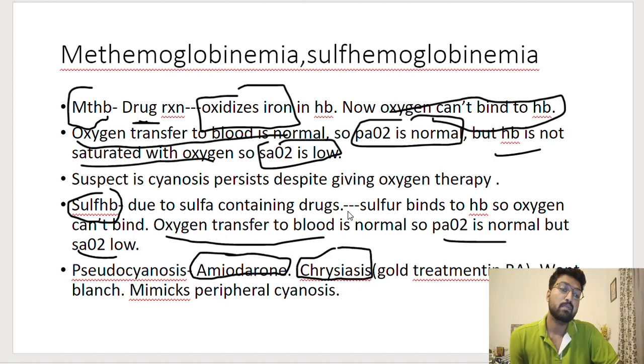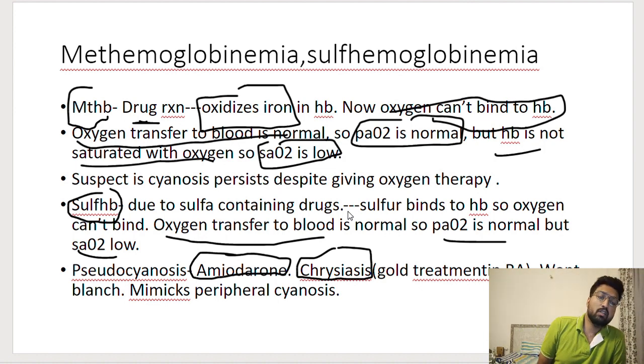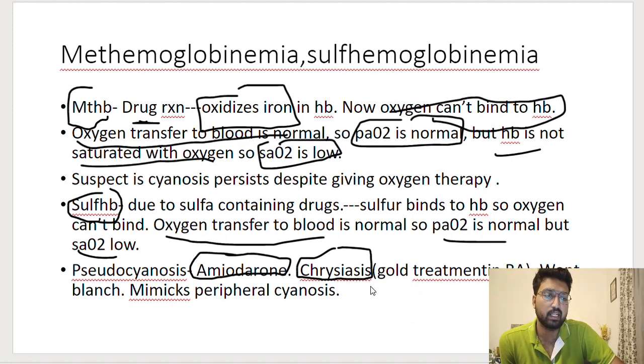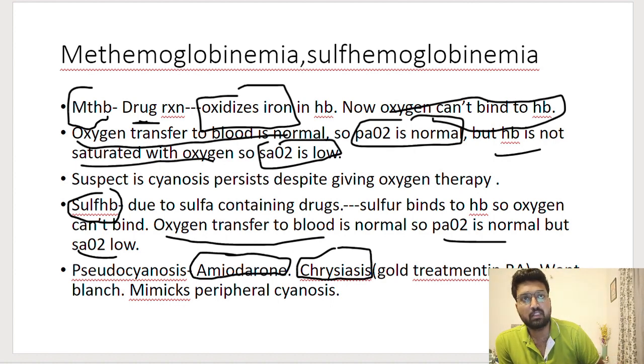What is chrysiasis? It has a historical importance. Earlier in RA, when we were giving gold to the patients, in very few patients blue discoloration of skin used to happen. That was called chrysiasis. How do you distinguish? Since the issue is in the skin, not the blood, if you blanch it, the color will remain the same. If it is a true cyanosis, it will blanch. But if it is a pseudocyanosis, it will not blanch.